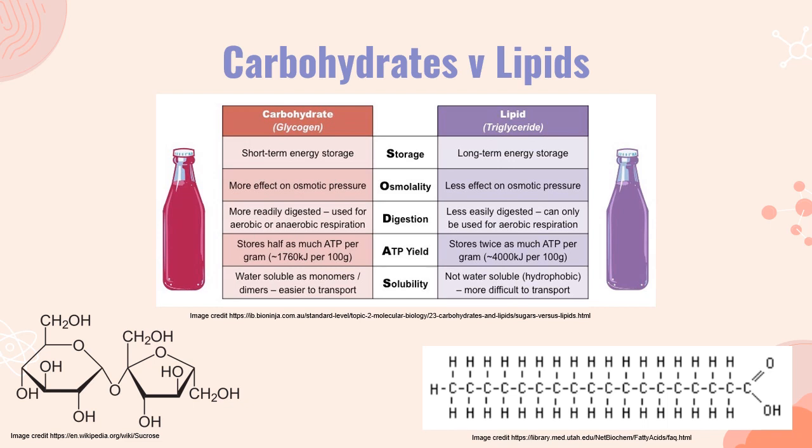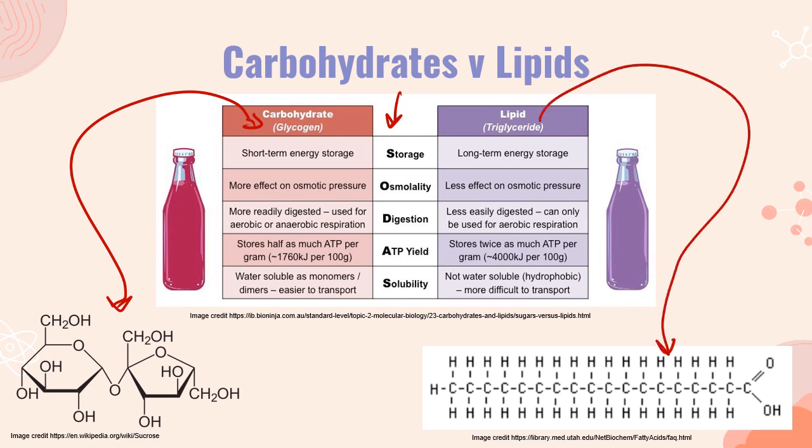And here's a lovely table helping us compare and contrast carbs and lipids. BioNinja has an amazing mnemonic device to help us remember different ways to compare and contrast. Carbs like glycogen, or this guy right here, sucrose. Our lipids, triglycerides, or here is a fatty acid. In terms of storage, how much energy they store, our carbs are a little bit shorter term energy storage. Our lipids are longer term.